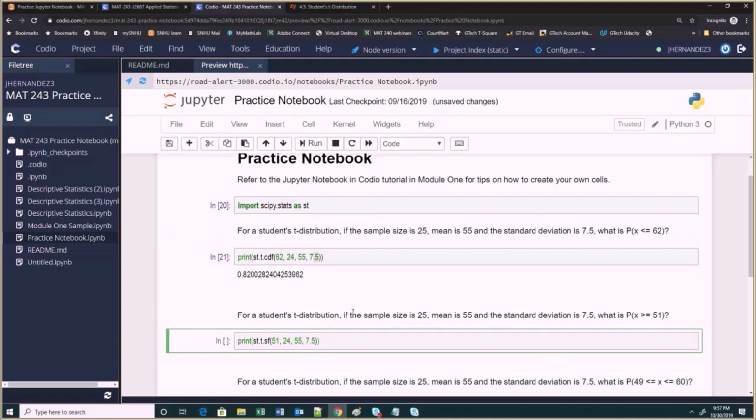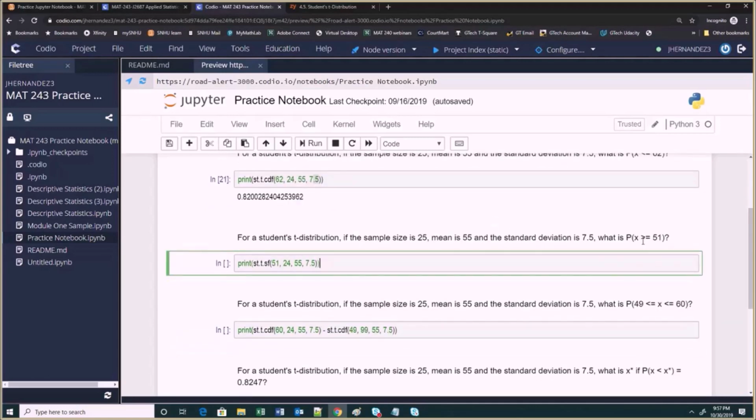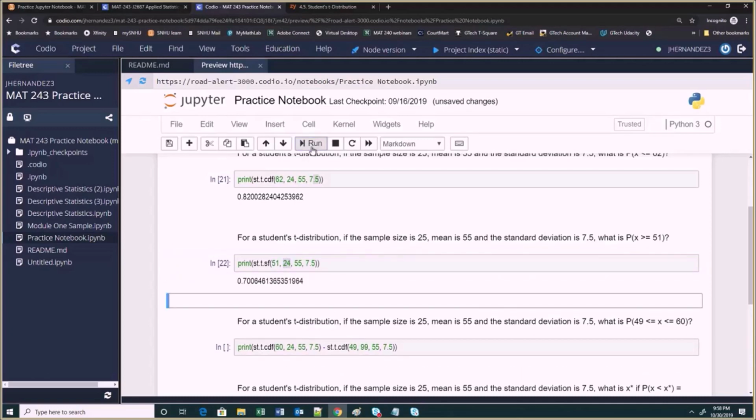Okay, let's look at this example. Same parameters. Mean is 55, standard deviation is 7.5, but the sample size is small at 25. Now we need the probability that a given x, or a given value, is greater than the critical value of 51. So now we're considering the greater than sign, and we're going to use SF for this case, and we're using t again for Student's t-distribution. And just like before in the previous example, we're going to use 24 as the degrees of freedom. So we run this, we get the answer as 0.70.